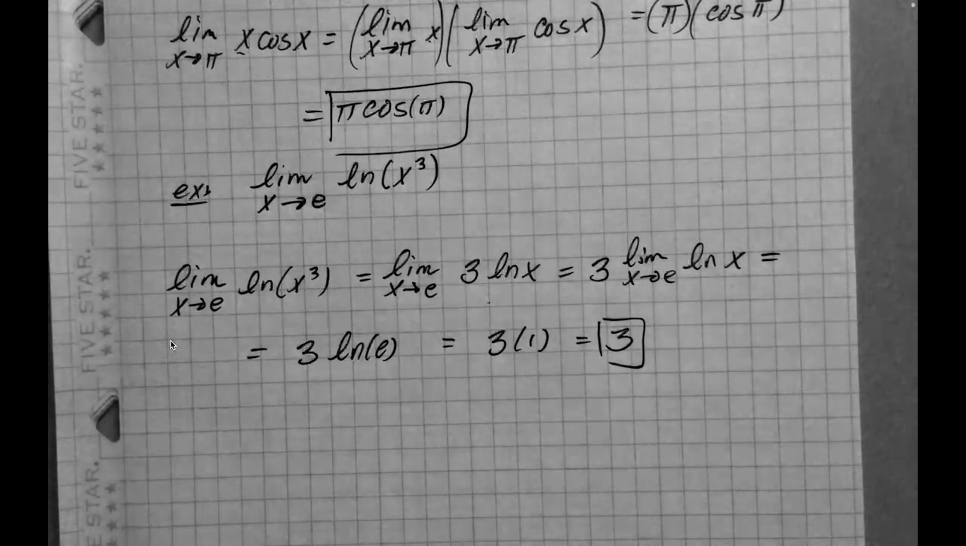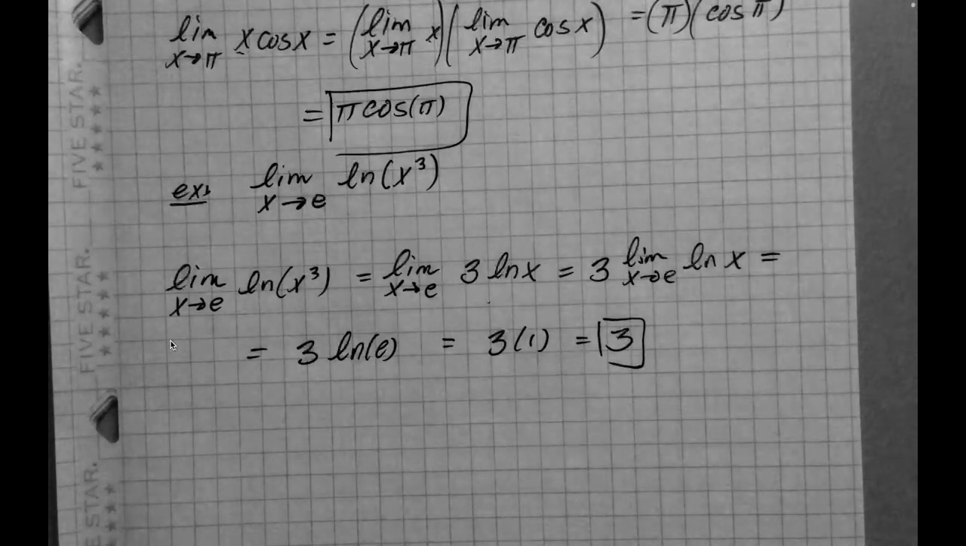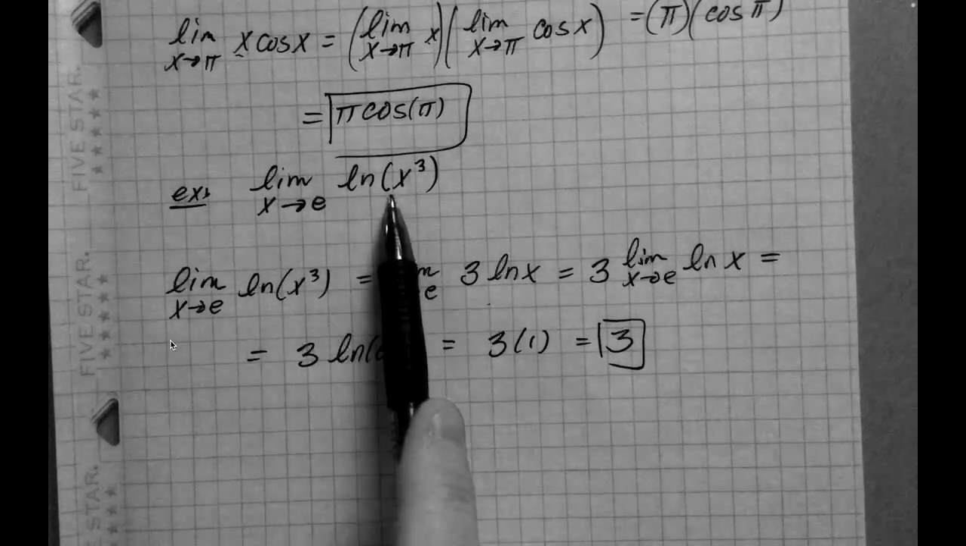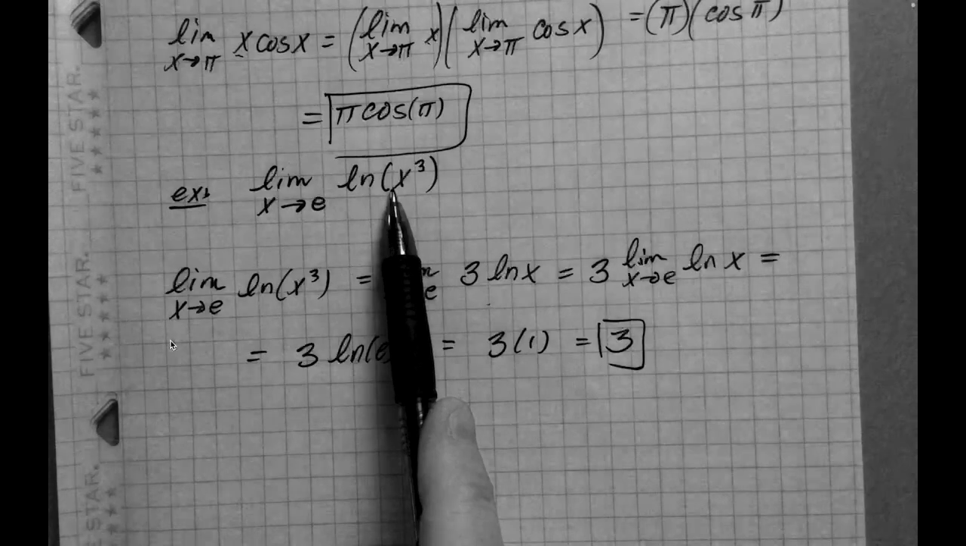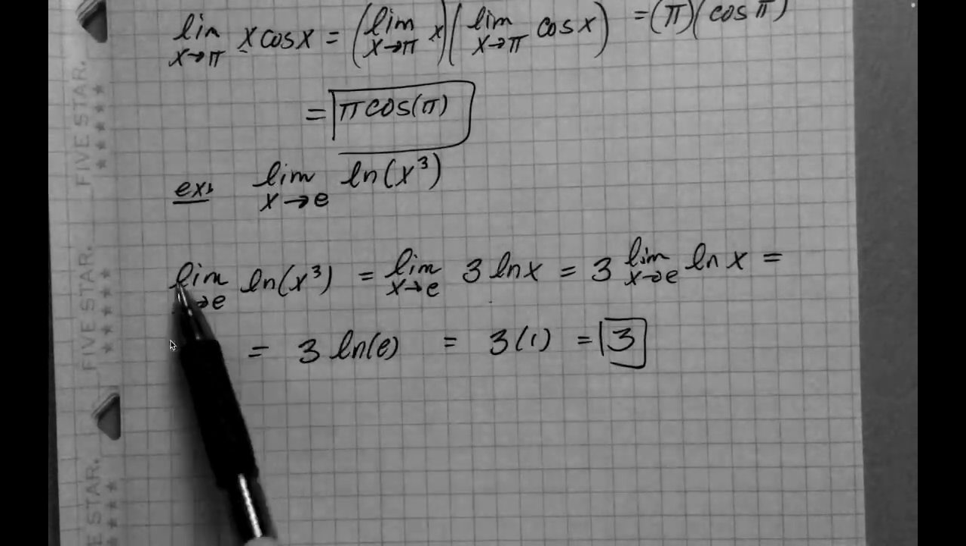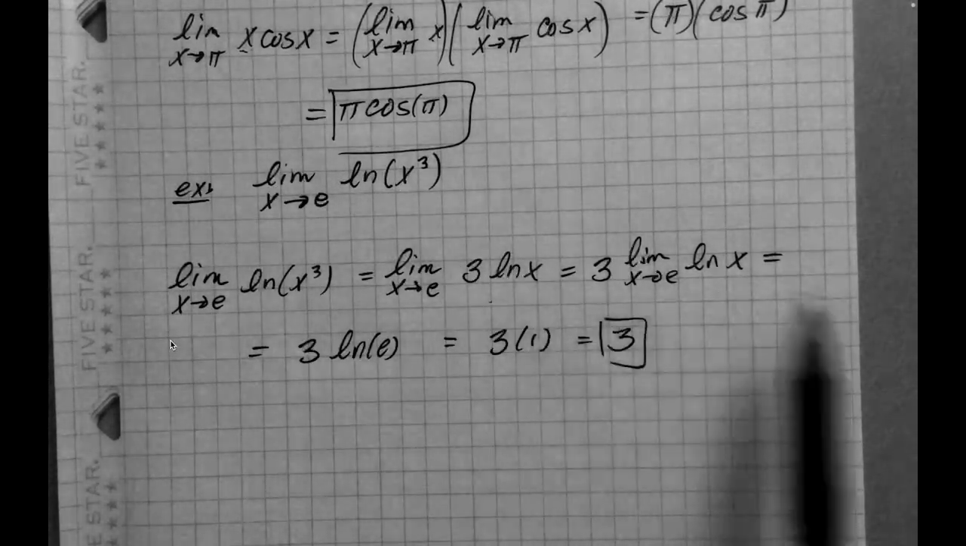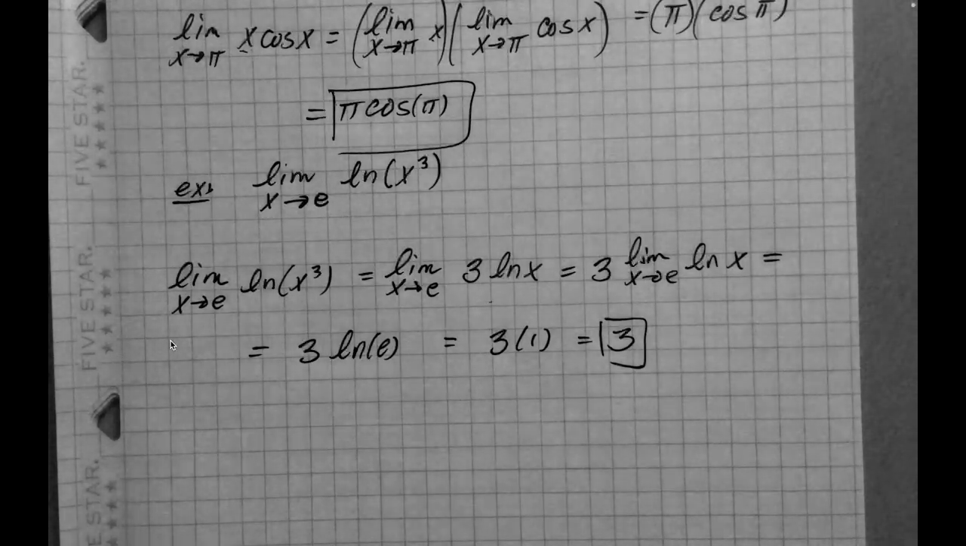Okay, so in a function like this, where it isn't really obvious that the value of the limit is 3, you can go through and piece by piece pull it apart using properties of logarithms, properties of limits, and then of course the fact that natural log of e is 1.